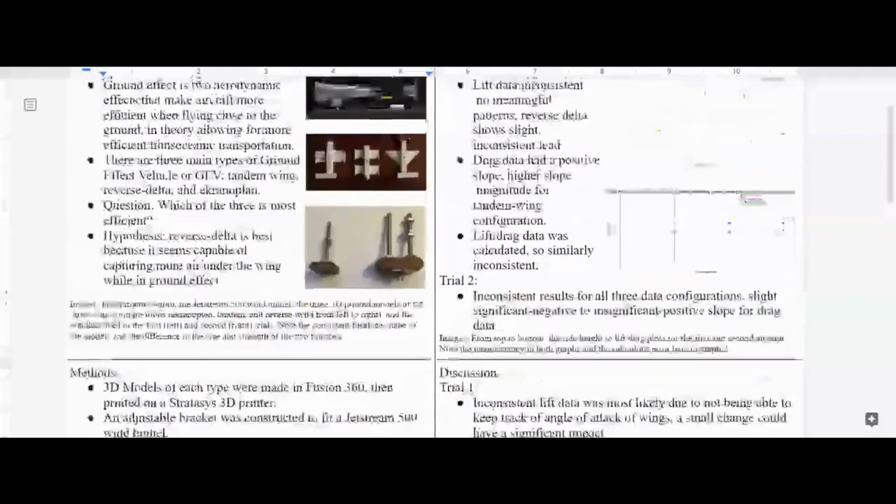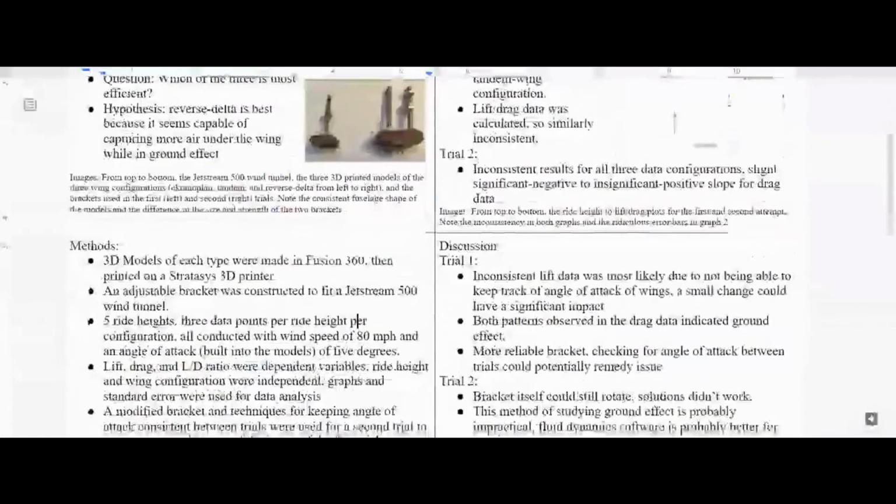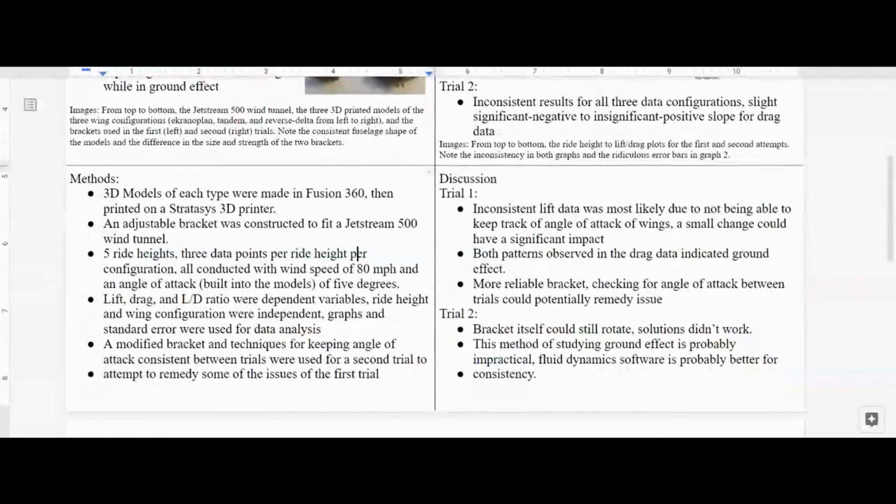So for trial 1, the most likely culprit for the inconsistency was not keeping track of the angle of attack as well as I should have. So that's where the second trial came in.